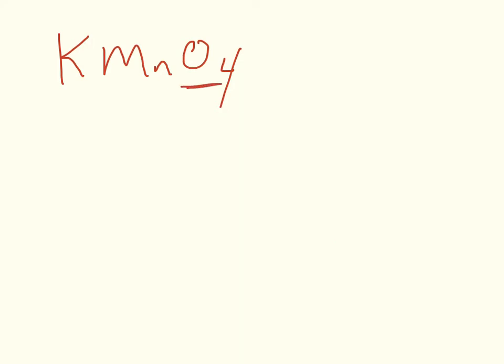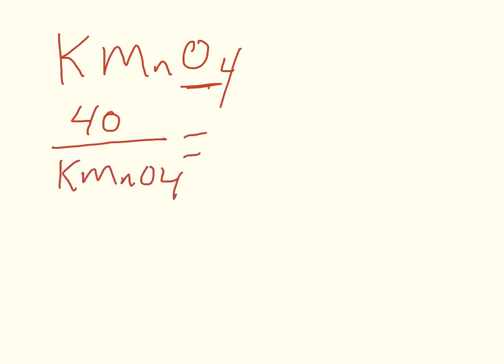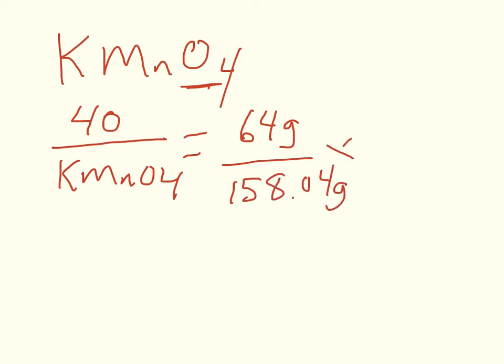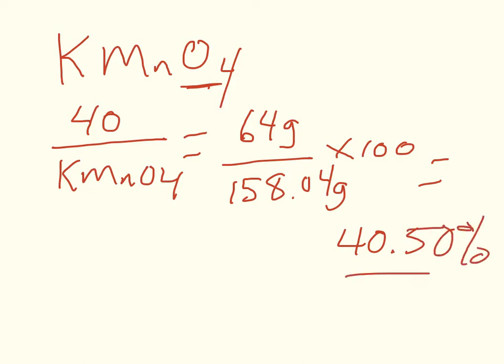Now let's look at oxygen. You have 4 oxygens, so we'll have 4 oxygens divided by 1 KMnO4. So 4 times oxygen, which is 16, so 4 times 16, that's 64 grams on top, divided by 158.04. Again, that's the molar mass of KMnO4. We multiply by 100, and we get 40.50%. So the largest percentage of this compound is really oxygen.